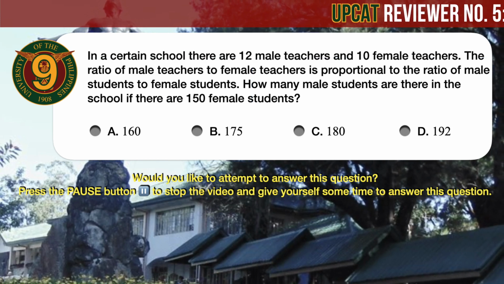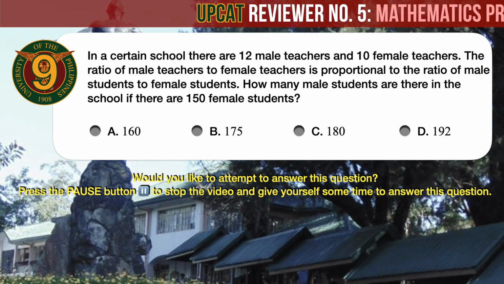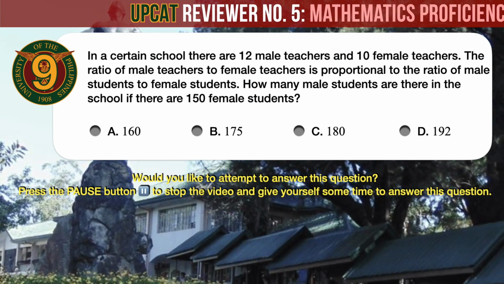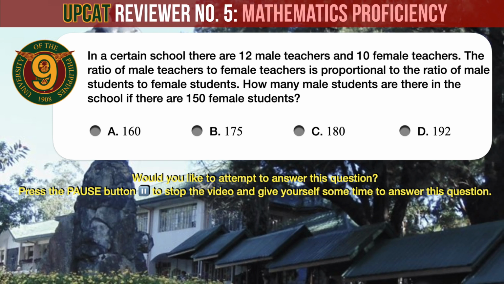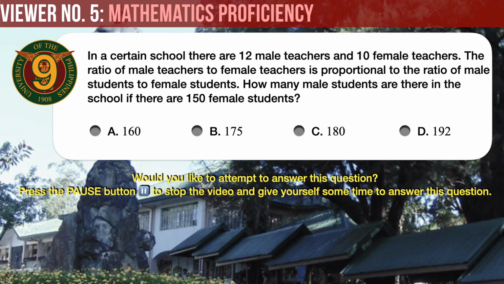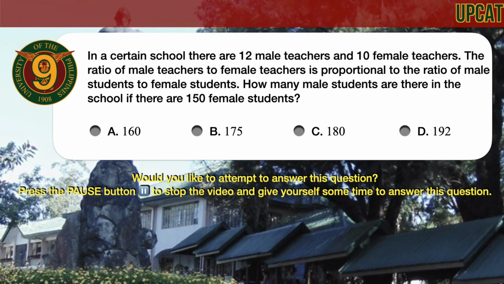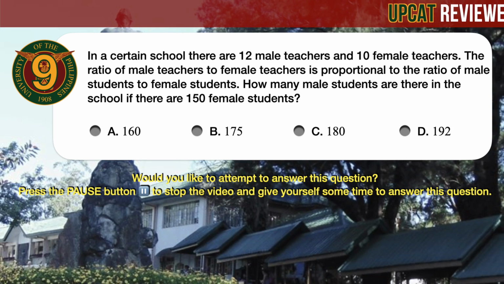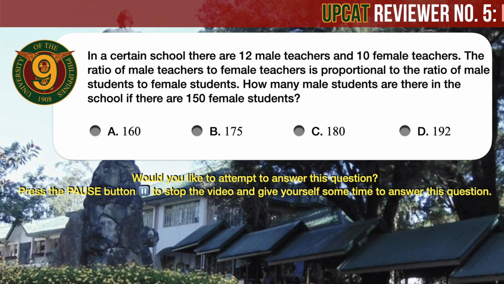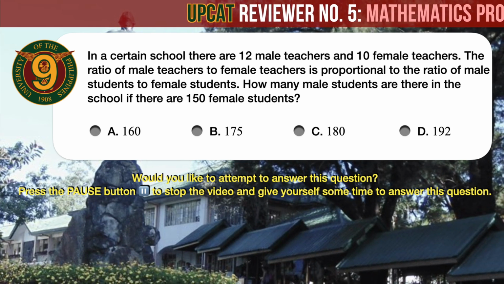Question number 9. In a certain school there are 12 male teachers and 10 female teachers. The ratio of male teachers to female teachers is proportional to the ratio of male students to female students. How many male students are there in the school if there are 150 female students? A. 160. B. 175. C. 180. D. 192.